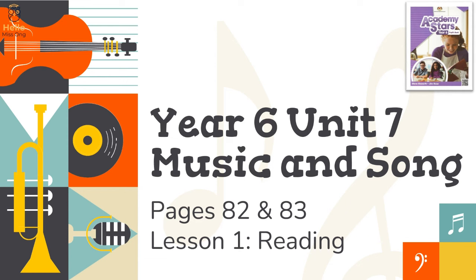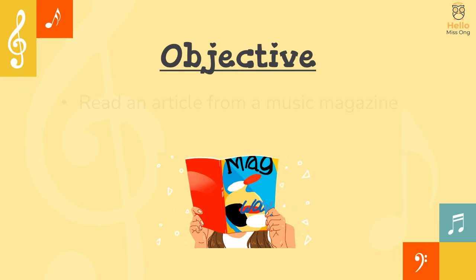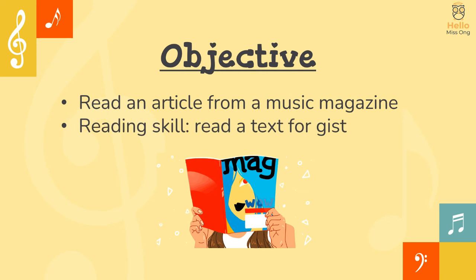Unit 7. Lesson 1. Reading. Objective. I can read an article from a music magazine. Reading skill. Read a text for gist.